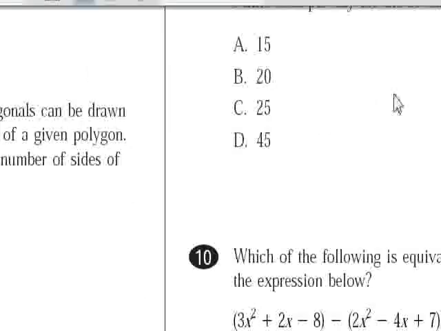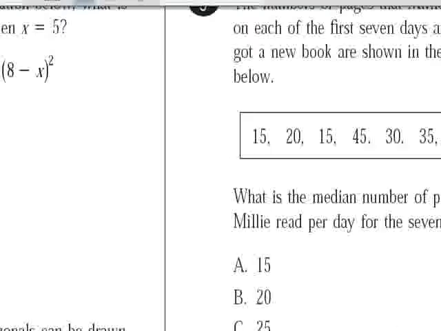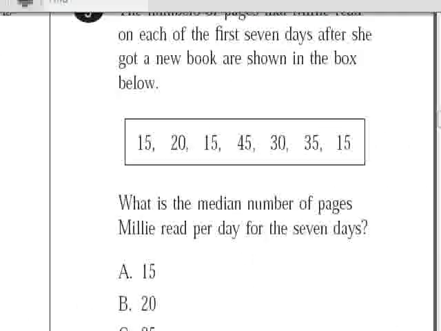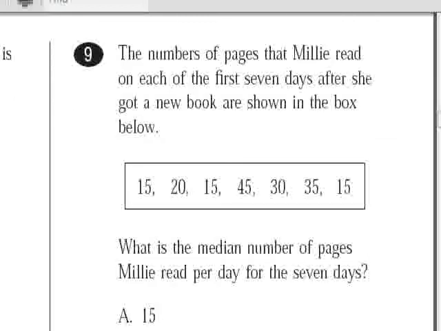Let's look at number 9. Ooh, I've seen this one. I've seen people get this one wrong too. So the number of pages that Millie read on the first 7 days after she got a new book are shown in the box below: 15, 20, 15, 45, 30, 35, 15. What is the median number of pages Millie read per day for the 7 days? Well, median means middle, and I've seen people pick the 45.